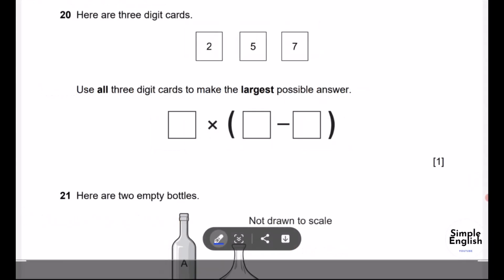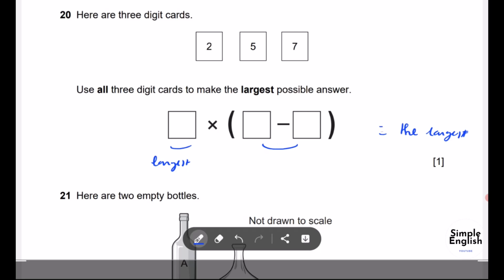Question 20. Here is a 3-digit code. Use the digits to make the largest possible answer. So the largest, just use it. The first number must be largest, and this must be largest too. The subtraction must be largest too. So let's check. This is largest, but how about 7? This would be 7, right? And this would be 2, and so this is 5. Yeah, so this is the answer.